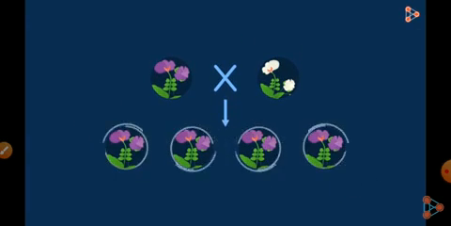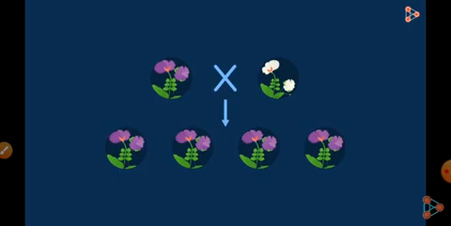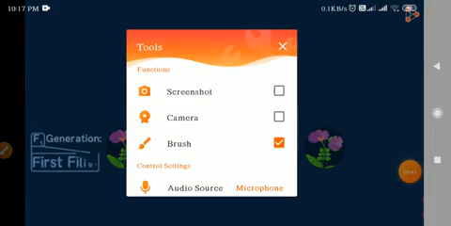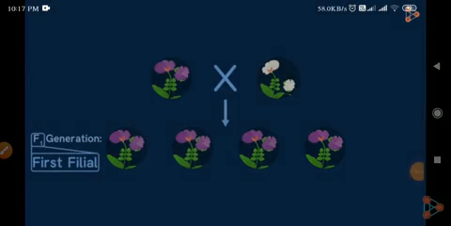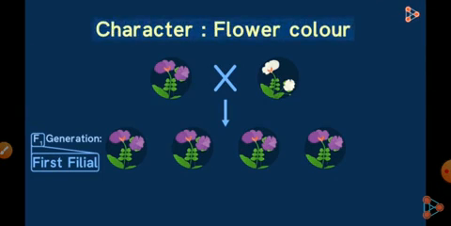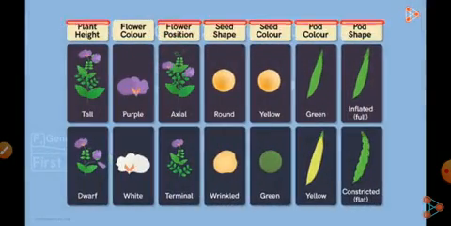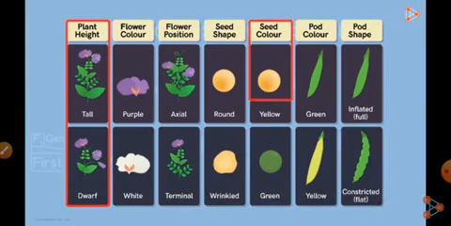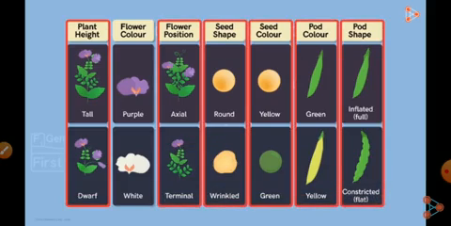The first set of results were that all the plants in the first, or F1 generation, were with purple-colored flowers. Here, the term F1 indicates the first filial generation. In this case, he considered color of the flower as a character. Did he cross pea plants having other characters too? Yes, he considered all the other characters like plant height, seed color, and so on. And then he found that only one character is expressed in the F1 generation.